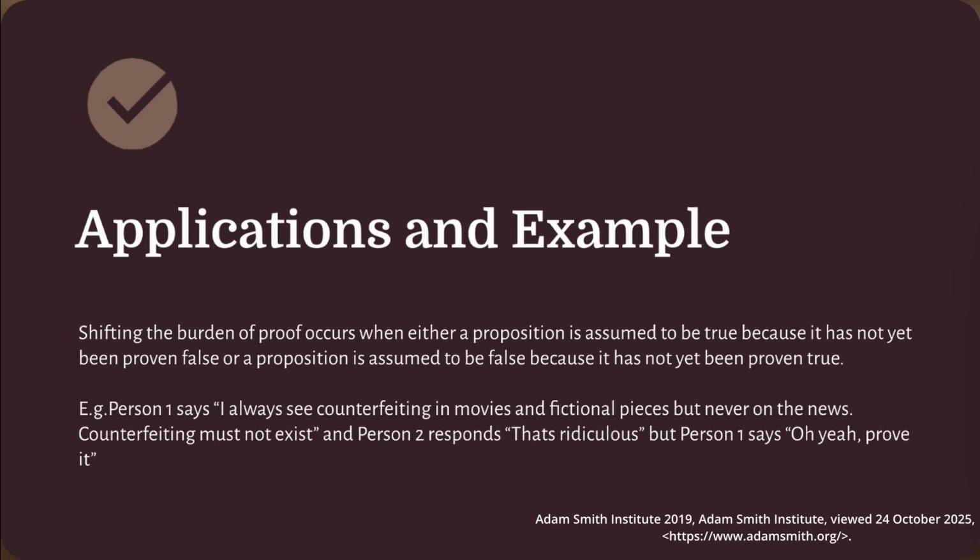Applications and example. Shifting the burden of proof occurs when either a proposition is assumed to be true because it has not yet been proven false, or a proposition is assumed to be false because it has not yet been proven true. For example, person 1 says, "I always see counterfeiting in movies and fictional pieces, but never on the news. Counterfeiting must not exist." And person 2 responds, "That's ridiculous." But person 1 says, "Oh yeah? Prove it."